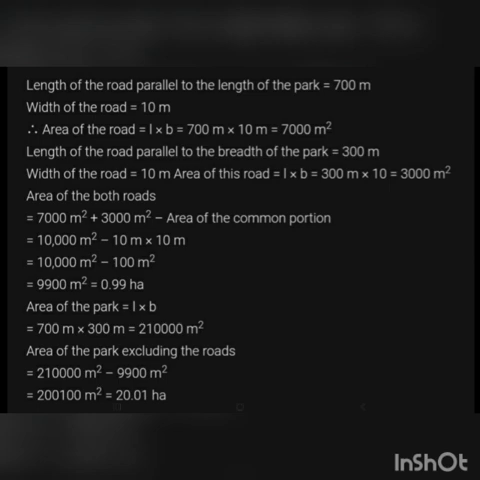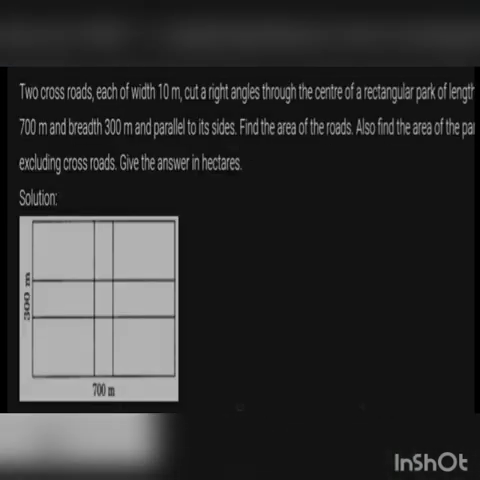So that common part you have to subtract because in both the roads that common part is there. So 7000 plus 3000 you are getting 10,000, minus 100 you are getting 9,900. Understood why we are subtracting this? Because when you are considering this road and this road, this portion is coming in both the roads. It is common, so we have to subtract that.